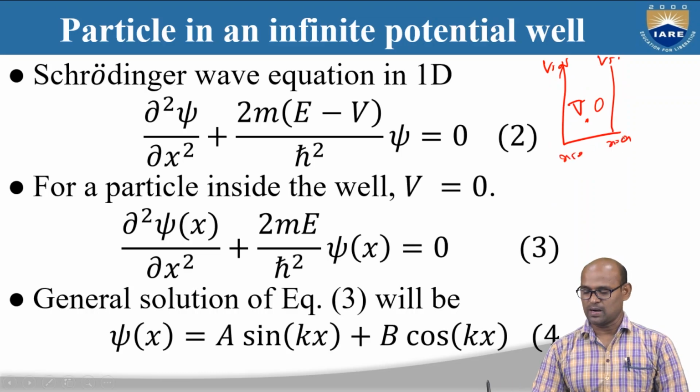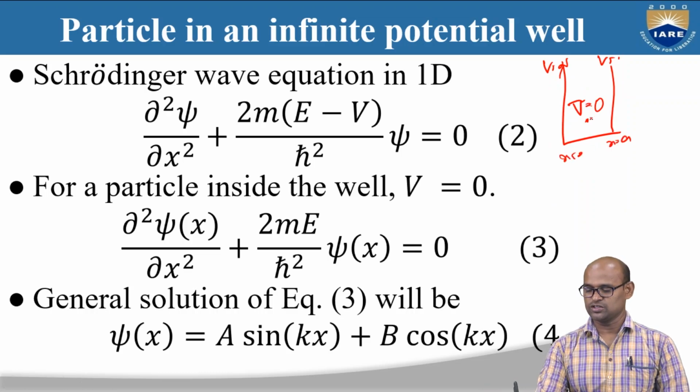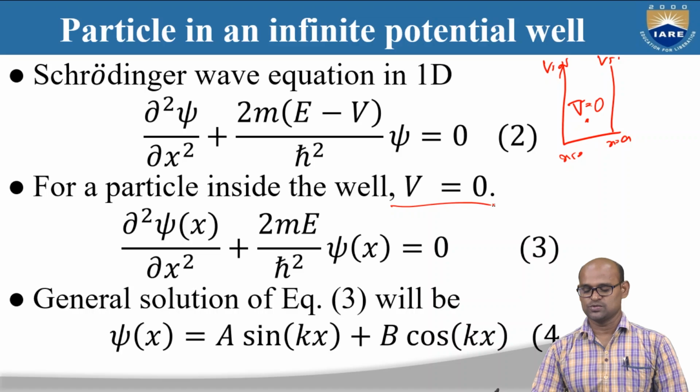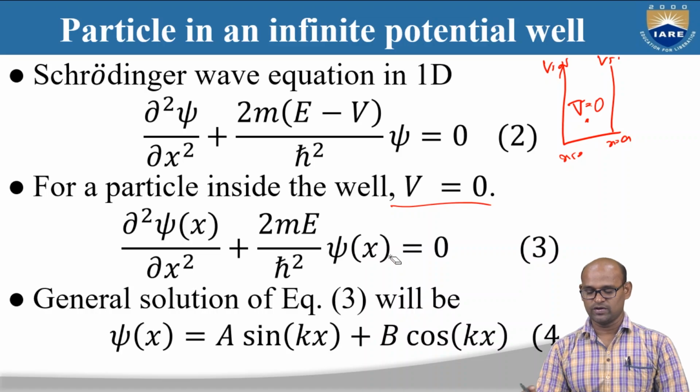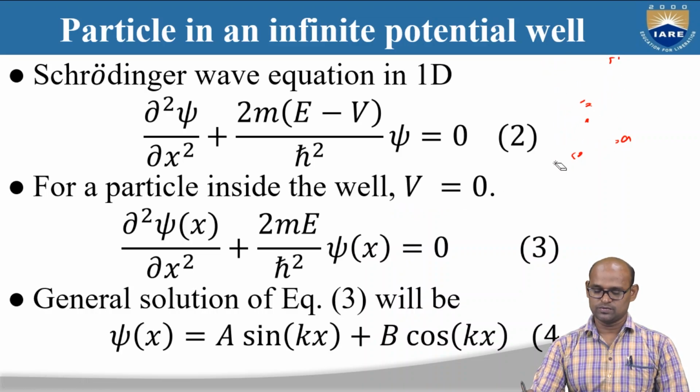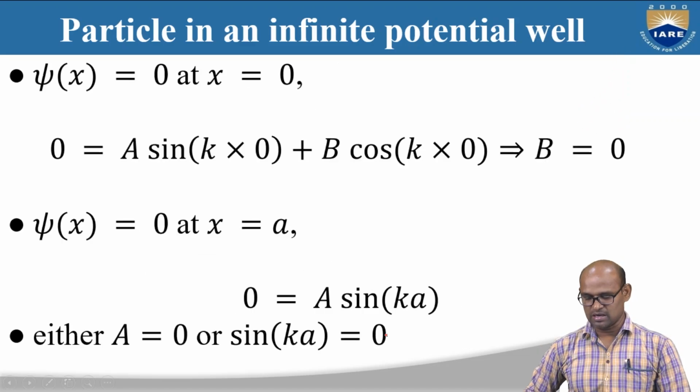For this particle trapped in the infinite potential well, we are going to solve the Schrodinger wave equation. Once we substitute V equal to 0 in the equation, you get this equation. This is a second order differential equation, and solving it you will get the solution psi of x equal to a sin kx plus b cos kx, where a and b are unknown constants.